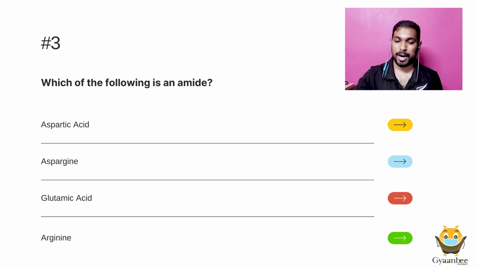Or is it D, arginine? Okay, so which of the following is an amide? Is it aspartic acid? Is it asparagine? Or is it glutamic acid? Or is it D, arginine?